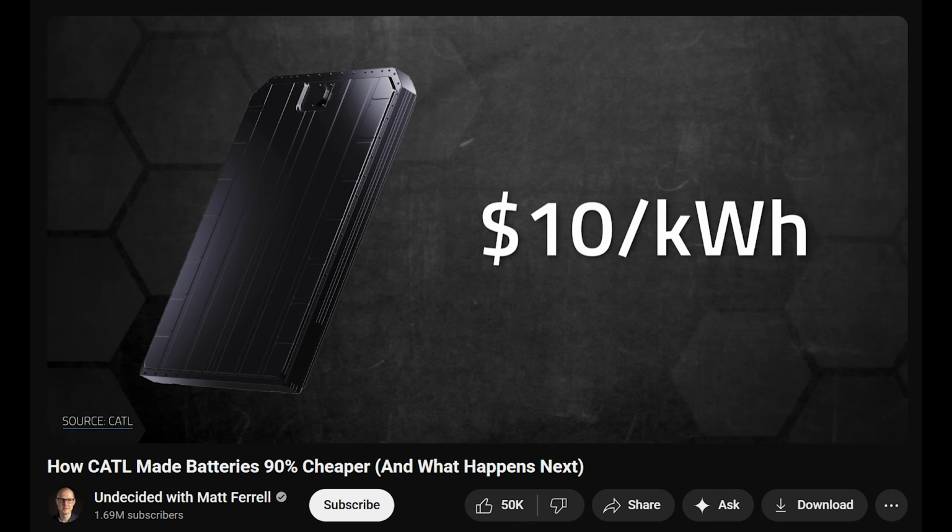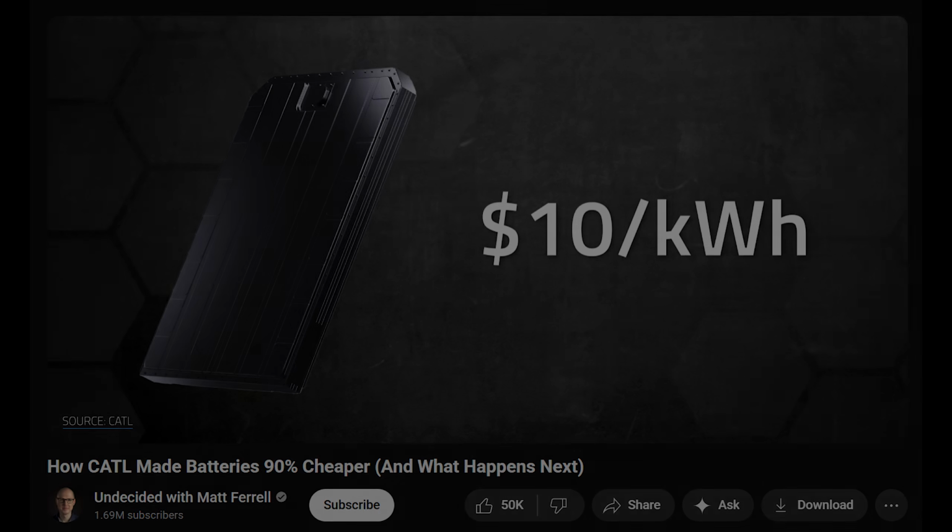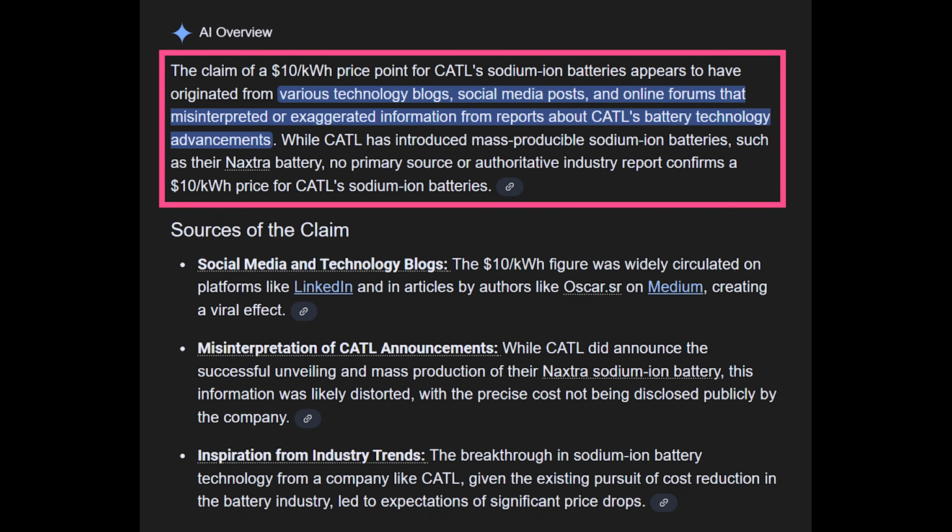In August, there were widespread claims that CATL sodium-ion batteries hit $10 per kilowatt hour. That grabbed a lot of attention and headlines because it's S-tier level hype. I tried to drill down on a specific source for the cost claims, but all the leads turned to dust. As far as I can tell, it started with a rumor that was then amplified by a series of journalists and pundits attempting to one-up each other for clicks and clout, and AI analysis came to the same conclusion. So what's the reality?